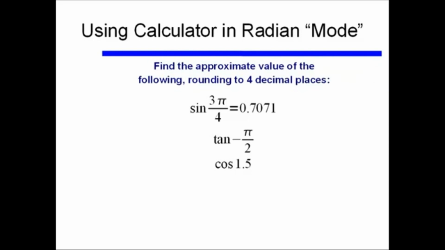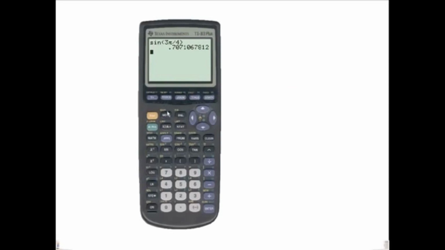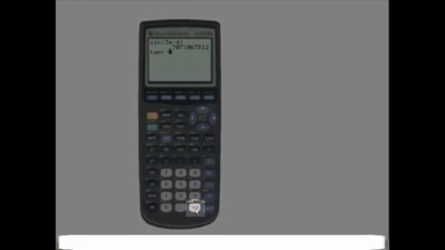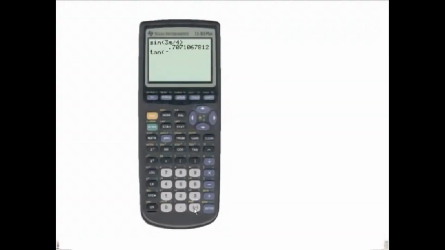Well, now let's look at this tangent. We found by hand that tangent of negative pi over 2 was undefined. Let's see what happens when we use our calculator. Again, I'm going to always check. Yes, I'm in radian mode. And now I'm going to enter tangent of negative. Again, we're going to use this negative button, not the subtraction button. Negative pi divided by 2. And when I hit enter, it says there's an error in the domain, and that's a good sign that we are dealing with a number that is undefined.